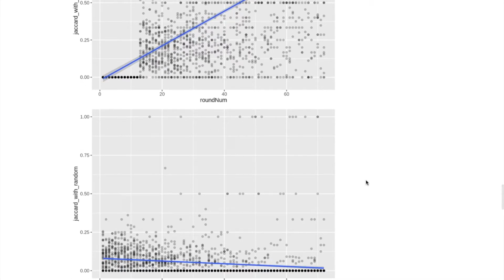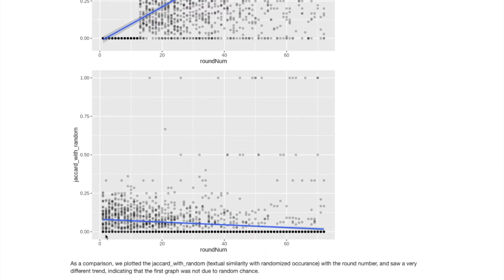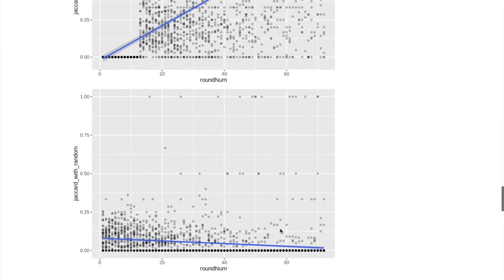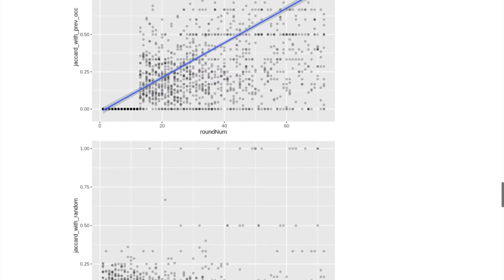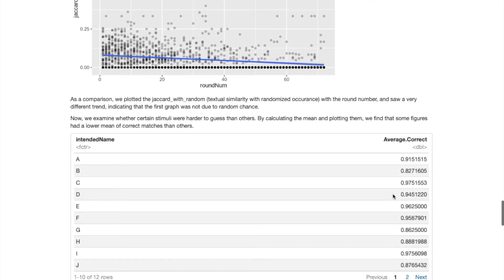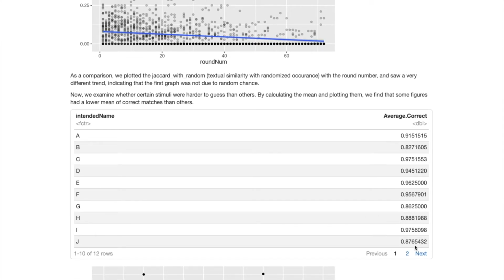And to see if it was random, I plotted the Jaccard with random occurrence along the x-axis of round numbers, and I found that this is very different. We don't see the same thing, so I can reasonably rule out that the first trend we saw was due to random chance.